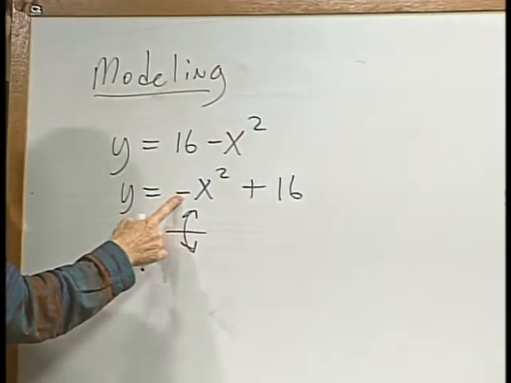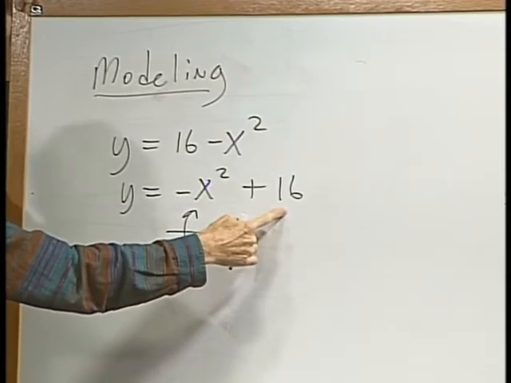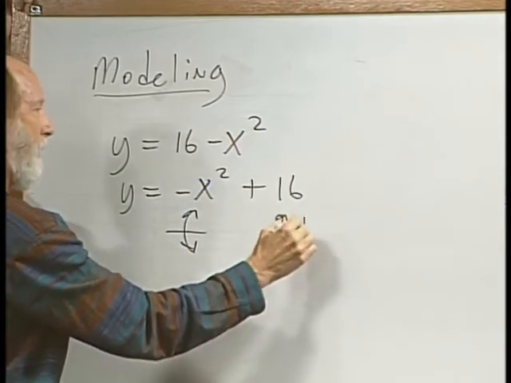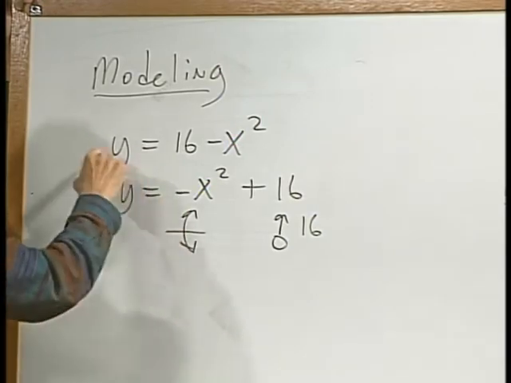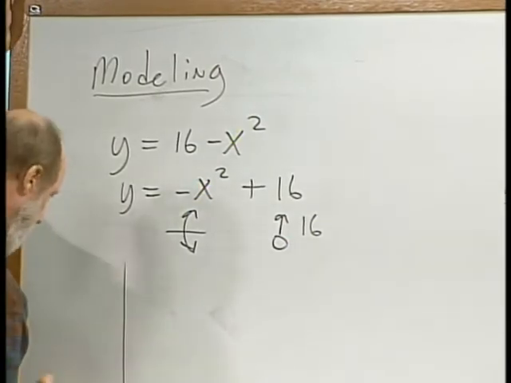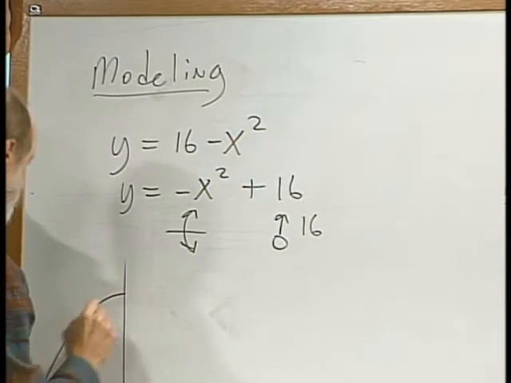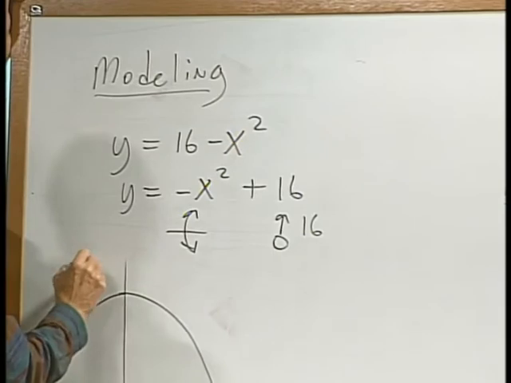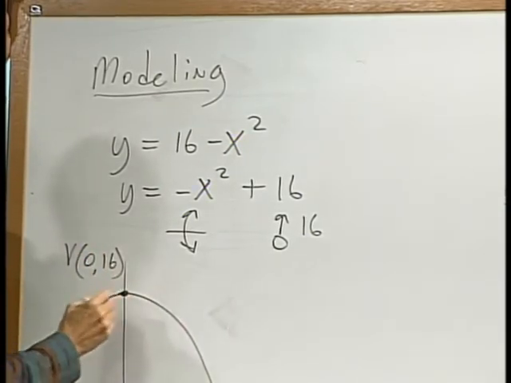Everybody feel good? And then what are we doing with the 16 here? We're adding 16 to the y values, right? So this is going to kick it up 16. So we end up with a picture they showed us in the book. But you should be able to do this. If they just gave you this equation, you should be able to sketch this thing. So we have a picture of a parabola up here looking like that, with a vertex up here at 0, 16, and it opens downward.